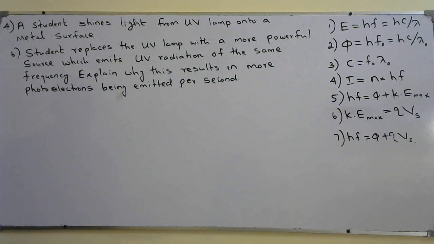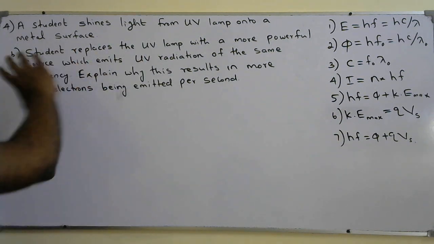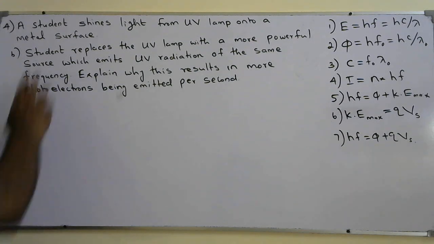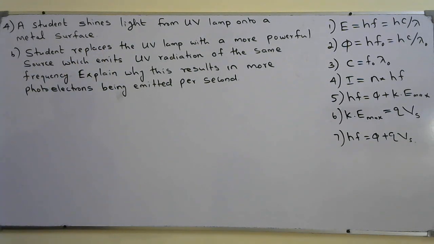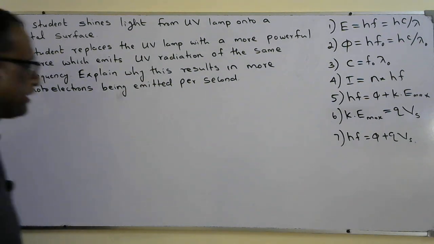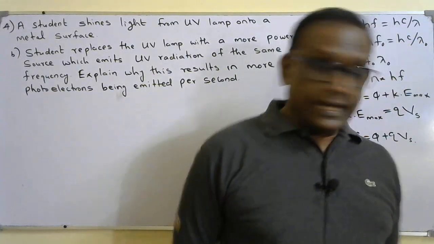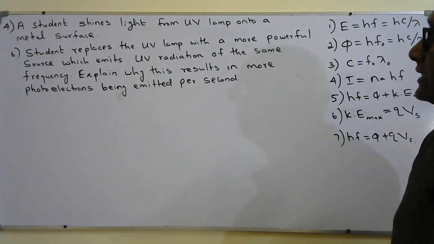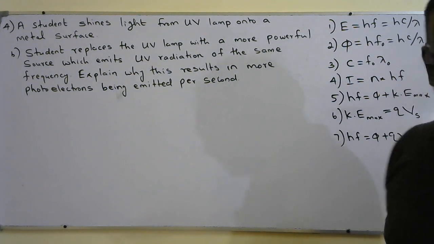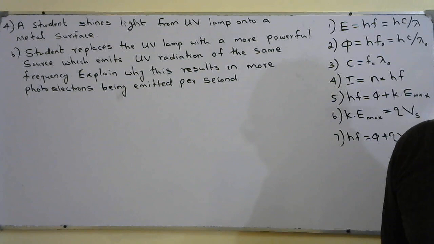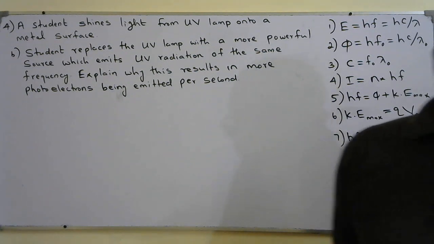Okay, second part of the same question. Actually, it's a past paper question. I just wrote it on a paper. A student replaces the UV lamp with a more powerful source which emits UV radiation of the same frequency. Explain why this results in more photoelectrons being emitted per second.